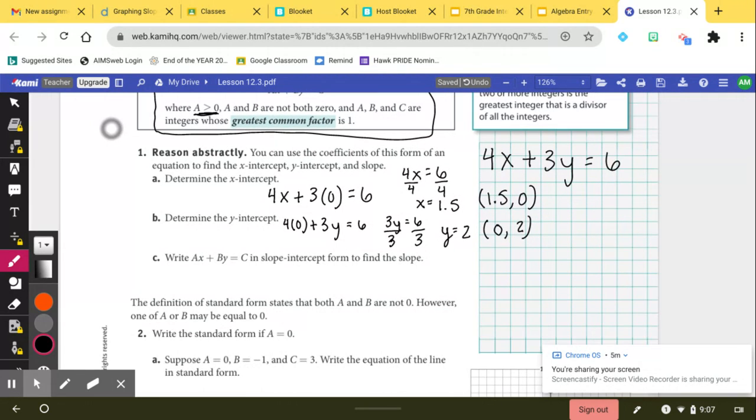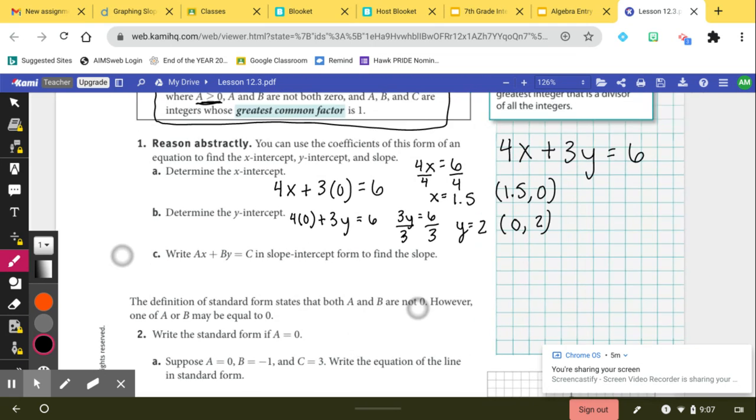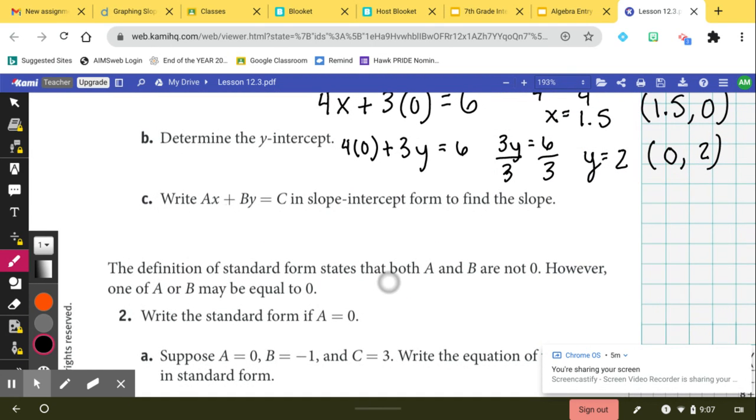And then it says write ax plus by equals c in slope-intercept form to find the slope. So again, my a, my b, and my c are not my intercepts. They're not my slope. They're not a point. In order to really use my standard form, I'm going to want to convert it to slope-intercept form. So converting this into slope-intercept form, and I'm going to zoom in so I have more room to write. We have 4x plus 3y is equal to 6. To get it to slope-intercept form, remember that's y equals mx plus b.